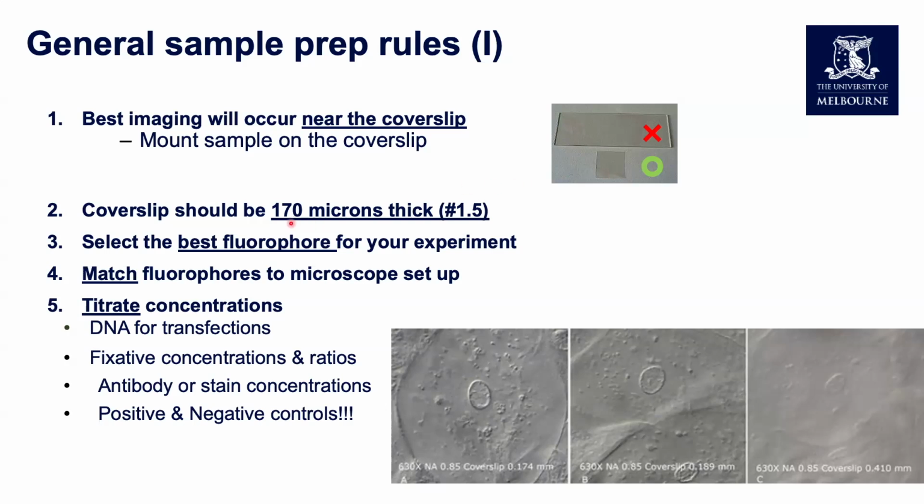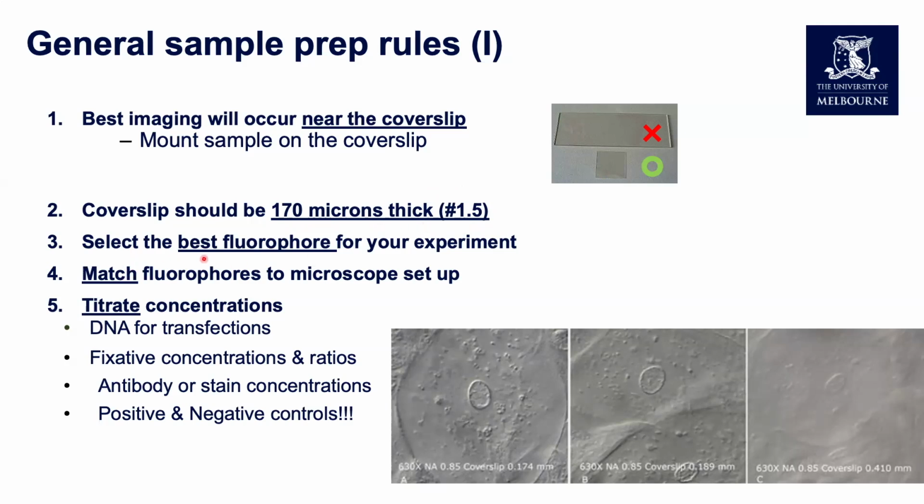Ideally, most objectives are expecting a cover slip thickness of 170 microns. That is equivalent to a number 1.5 cover slip. If your lab has number 1 cover slips, then yeah, you can use those, but they're probably only okay for things like histological samples where you're only taking a 2D data acquisition, you're not taking 3D.